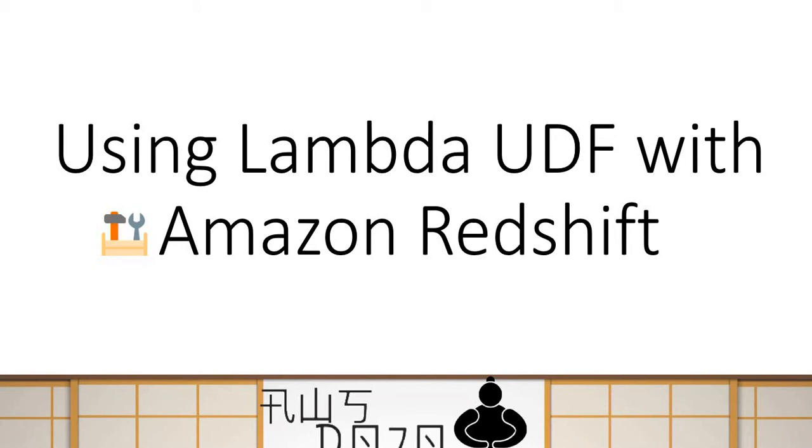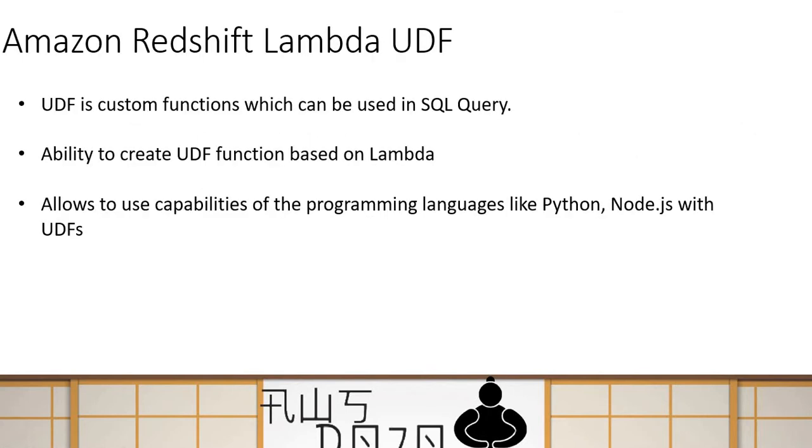Today, I am going to talk about how you can use AWS Lambda to create a user-defined function in Amazon Redshift. This is a new feature which has been recently launched during the reInvent time, and I want to talk about it today. So just to give you an introduction, in Redshift, you can define custom functions or user-defined functions which you can use with your SQL query.